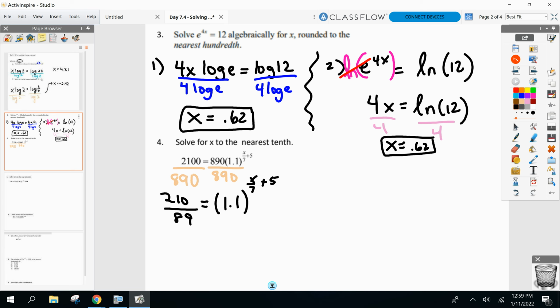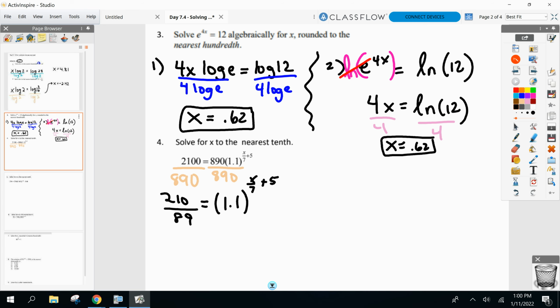All right, I got the 890 out of there. Can I bring the exponent down? No. Is this all by itself? If you're going to say it's not by itself, what's still with it? Like the 890 was with it, so I got rid of that. What else is with it now? I got a base and I got an exponent.